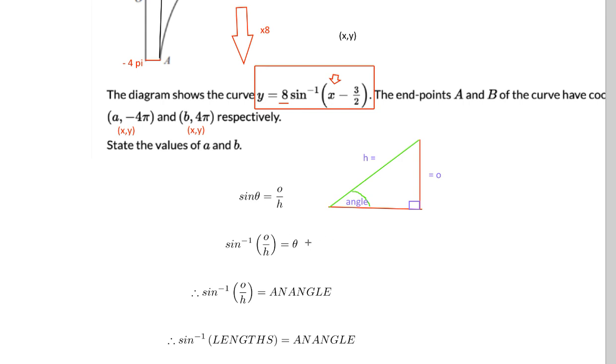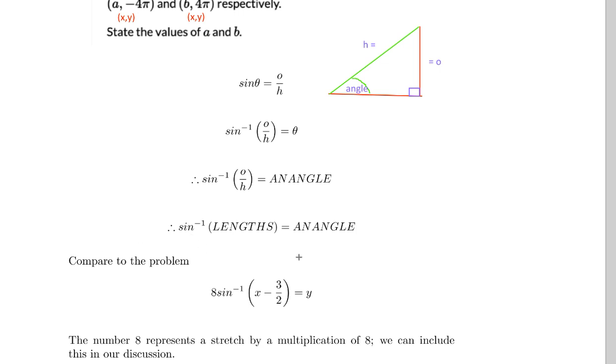So let's simplify that down. Rather than calling it theta, I'm just going to call it an angle. And rather than calling it O over H, I'm just going to describe it as the relationship between the lengths. So sine to the minus 1 lengths equals an angle. That's quite important to keep in mind when dealing with these sine to the minus 1 situations. Whatever is in the brackets is the lengths, and it's equal to an angle.